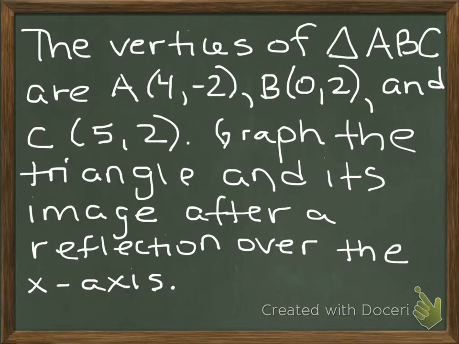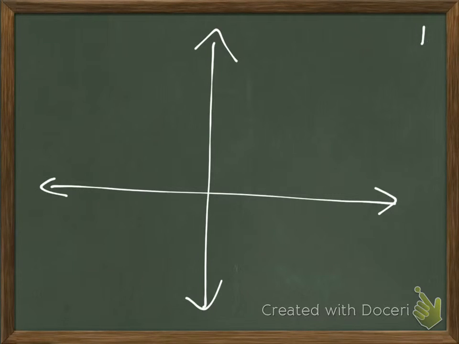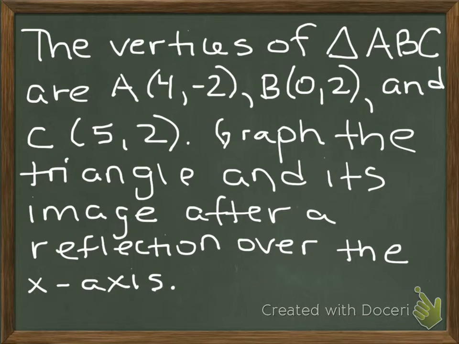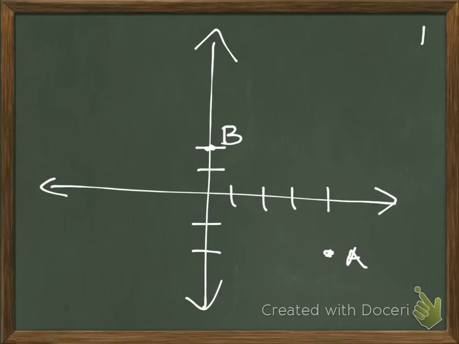Now this one is talking about a reflection. It says the vertices of triangle ABC are 4, negative 2, 0, 2, and 5, 2. So I'm going to graph that. So 4, negative 2 is A. B is 0, 2. And C is 5, 2. So here's the original figure.